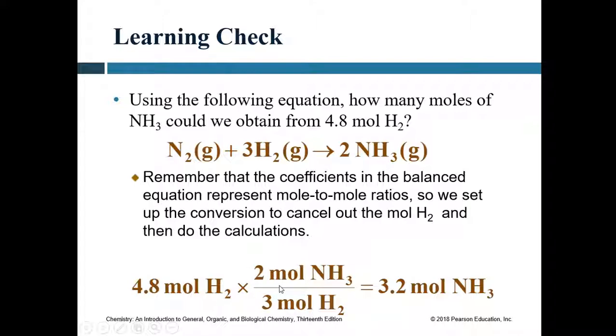And then, whatever they're asking, we need to go to ammonia, so that's the coefficient we use on top. So our moles of hydrogen cancel out. The only thing left we have is moles of ammonia. So 4.8 times 2 divided by 3. And our moles of hydrogen cancel out, our moles of ammonia is what's left. So 4.8 times 2 divided by 3 is 3.2 moles of ammonia.